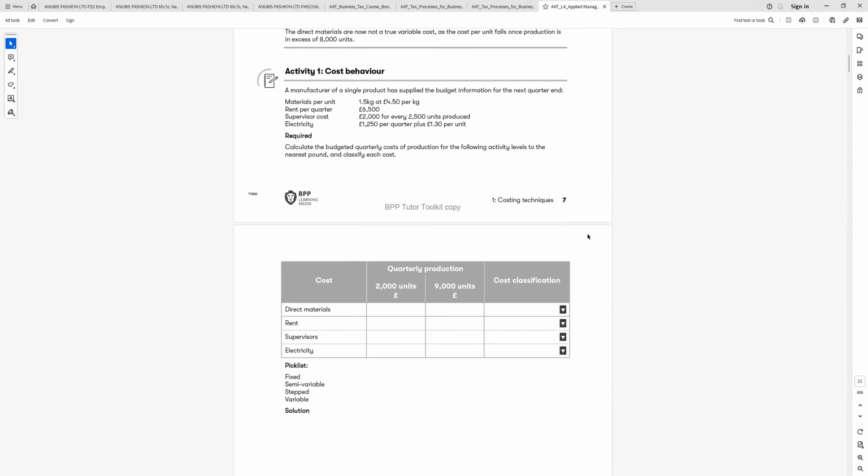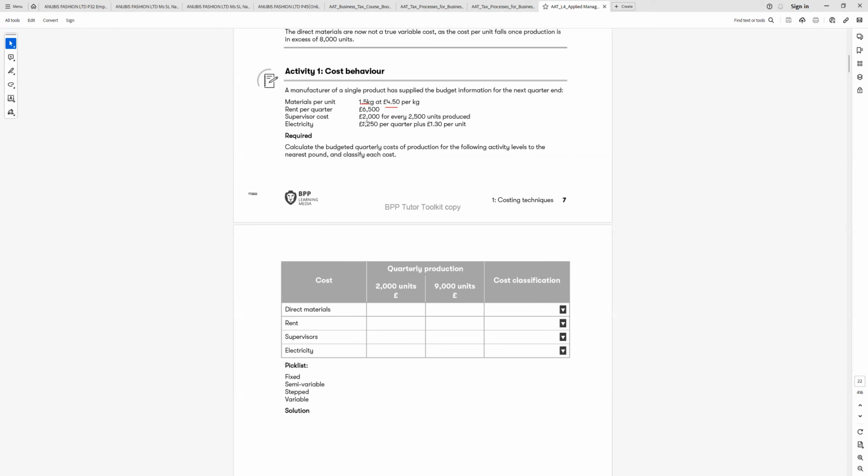Let's look at our first activity. The first activity we have here is cost behavior. It says, a manufacturer of a single product has supplied the budget information for the next quarter end. Okay. And it says material per unit, that is 1.5 kilo at 4.5 per kg. So we need 1.5 kilo. That's okay, it's not a problem. But we have to use 1.5 kilo, 4.5 per kilo. Okay.